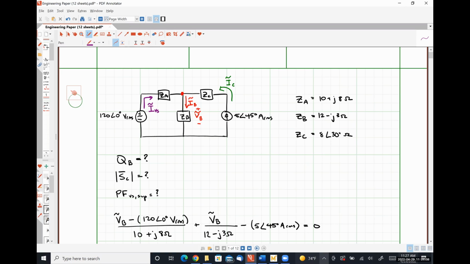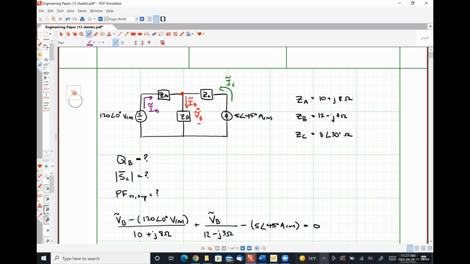So if we apply Kirchhoff's current law at this top middle node that I have a red dot on, which we did earlier, that's what our equation down here is. This first term, VB minus 120 angle 0 over 10 plus J8, represents negative IVS. So we could simply substitute in VB and determine it, right? Because we would be saying IVS is equal to VB over ZB minus 5 angle 45 degrees. So that's KCL at that top middle node. And that would require us to know what the voltage VB is, which we do.